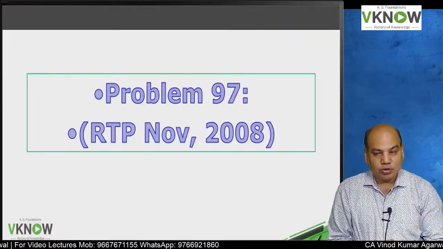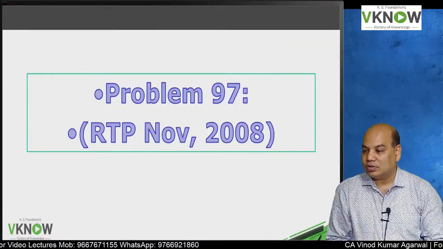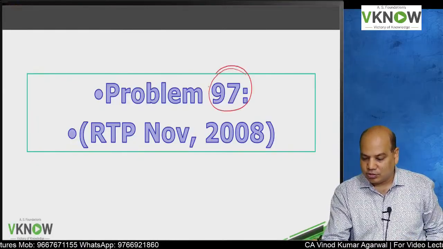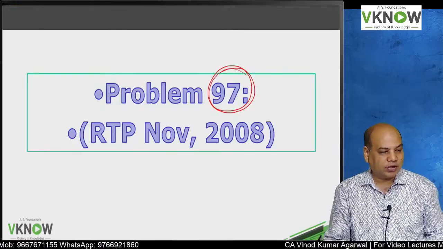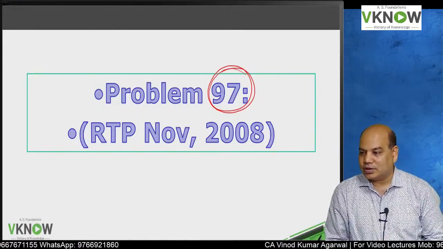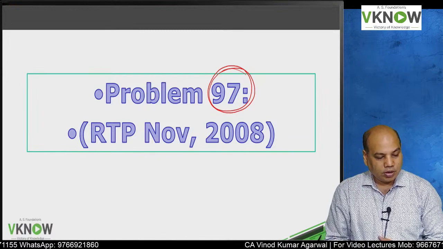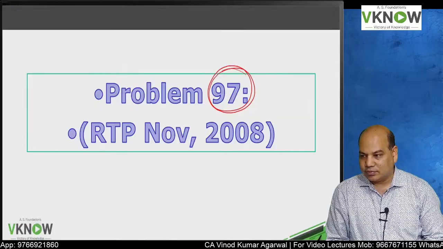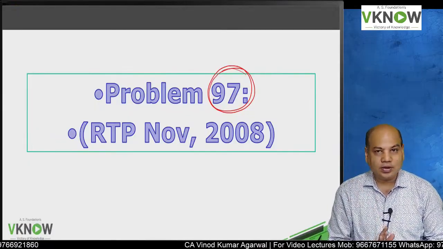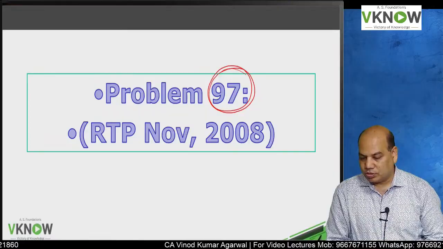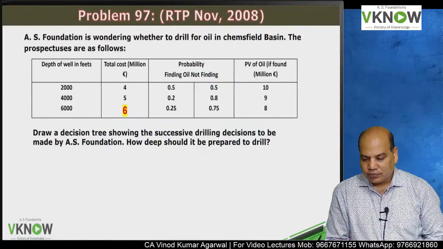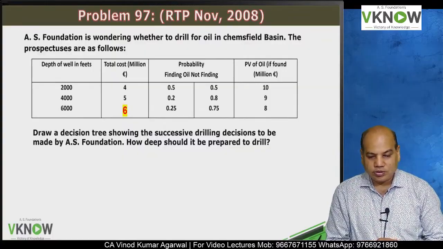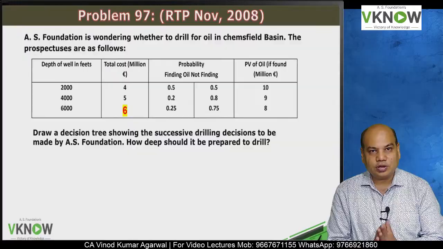Okay, we'll go to one self practice question, number 97. Can you believe that in one book at one place you have 97 questions? Question number 97 is from RTP November 2008, and similar questions have been asked in the earlier exams also. Although it is printed in the book, students get confused, so I thought I will take it.